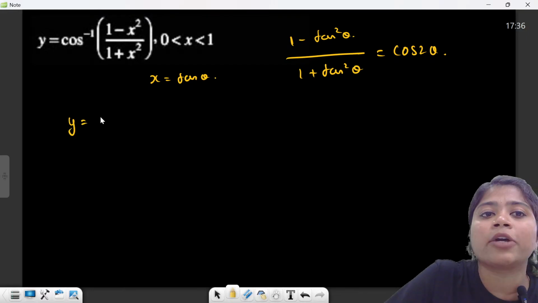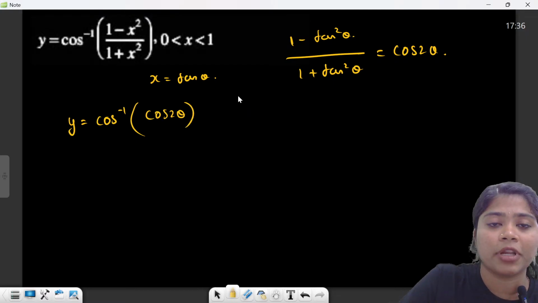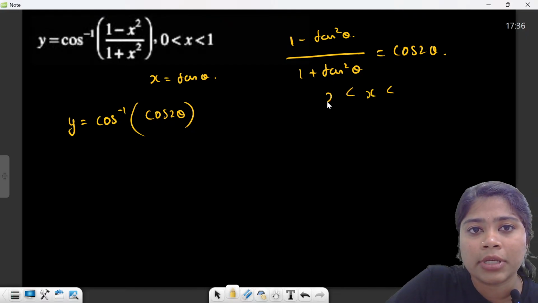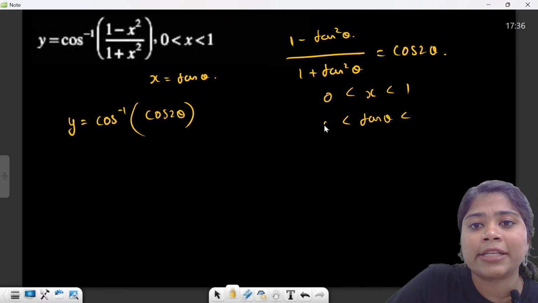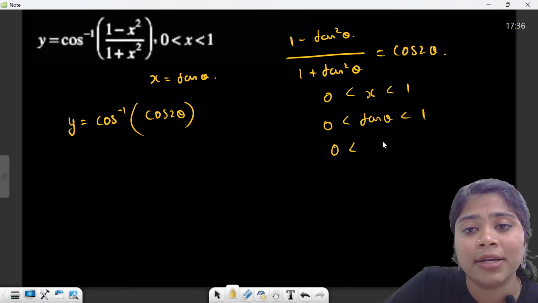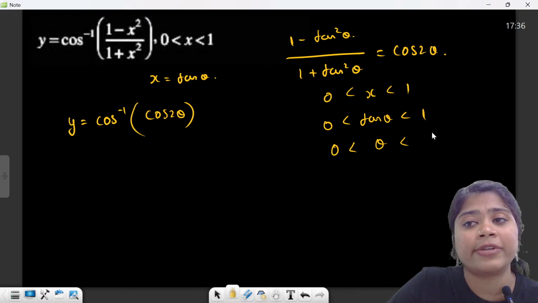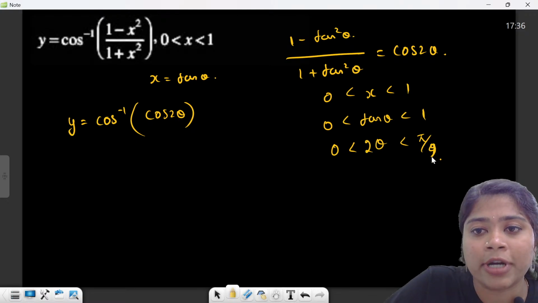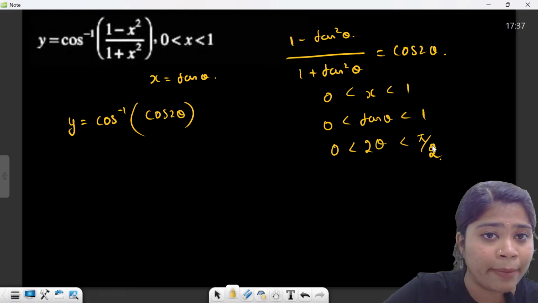So now y is equal to cos inverse of cos 2 theta. Here x is between 0 and 1, and x is tan theta, so tan theta is between 0 and 1. Tan inverse of 0 is 0 only, and tan inverse of 1 is pi by 4. So theta is between 0 and pi by 4, and multiplying by 2, 2 theta is between 0 and pi by 2.